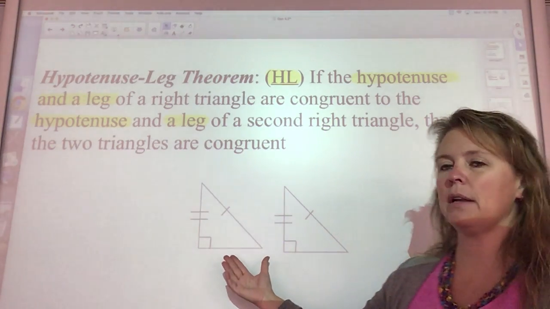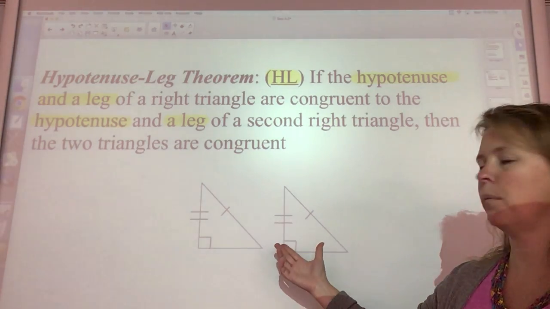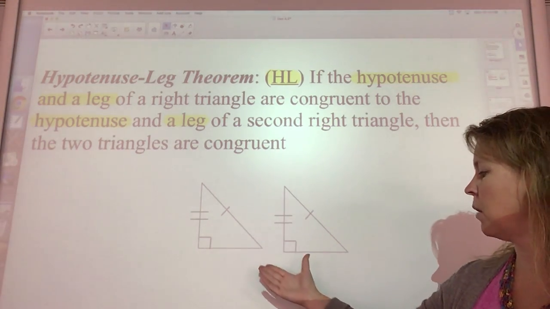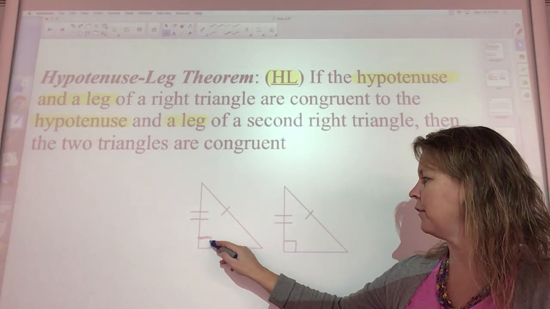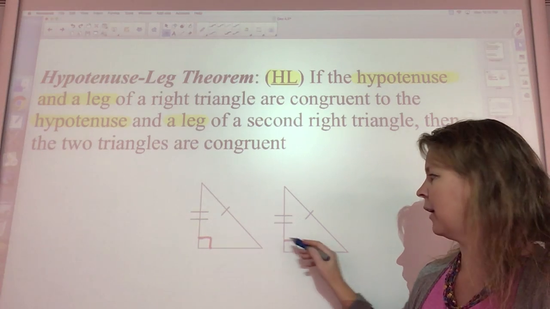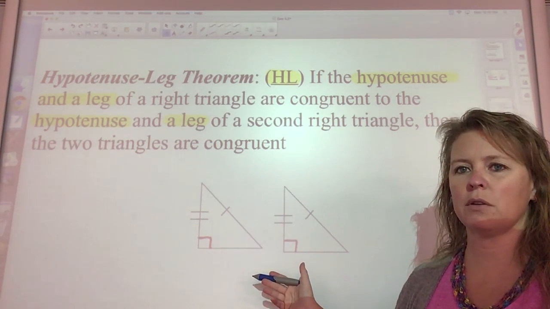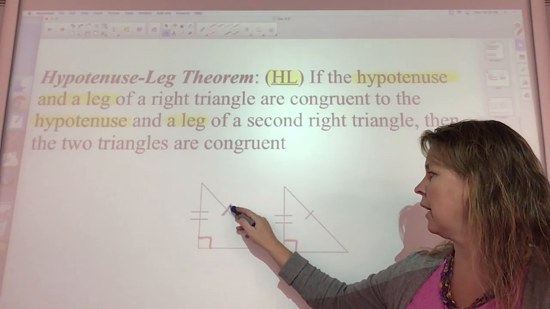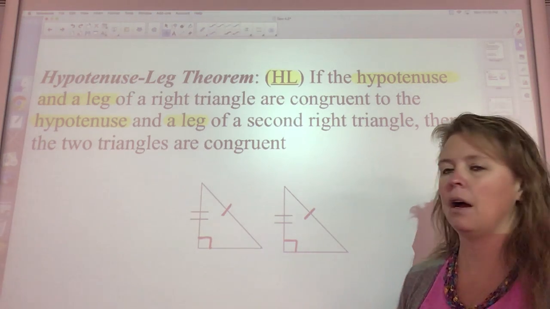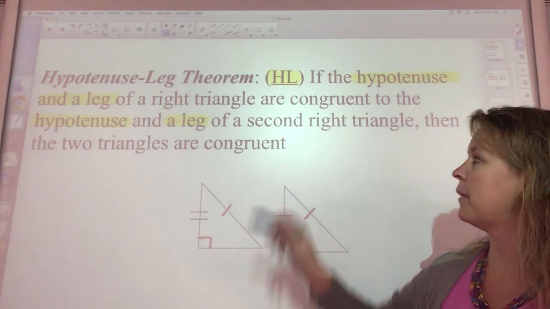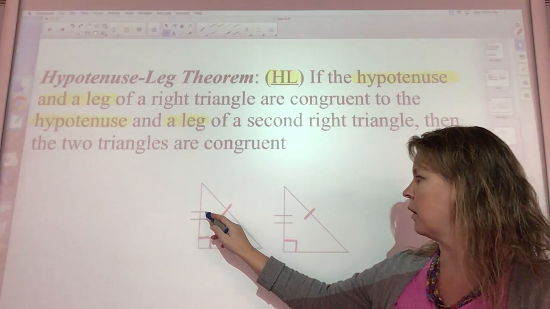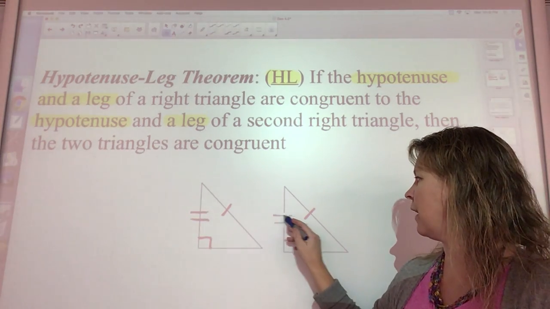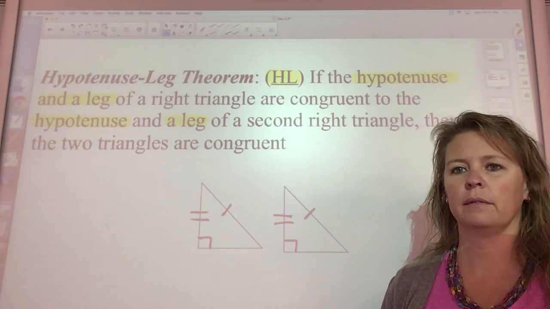So I did allow a diagram on this cheat sheet. Normally I'd only have words, but here's a small diagram. The three things that you have to have: a right angle on both triangles, otherwise they're not right triangles. Absolutely have to have the hypotenuse on both triangles. But then notice it says, and a leg. So in this diagram, it shows these as the legs.